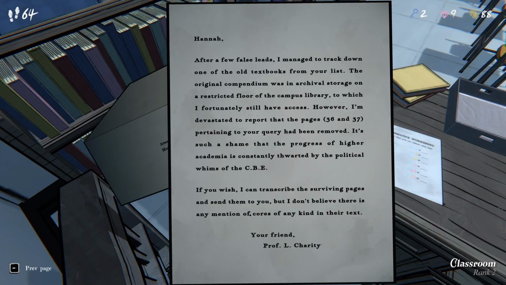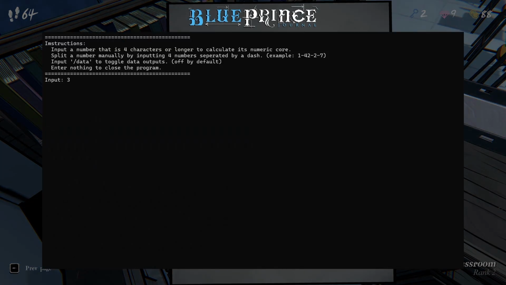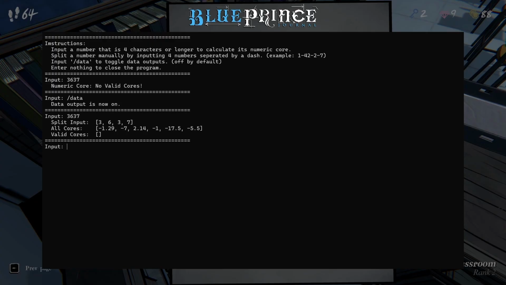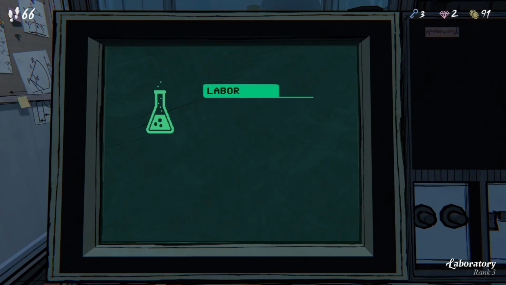Oh, any mention of cores? Is this about numeric cores? 3637. One second. No valid. Okay. I see. Okay, let's have a look.